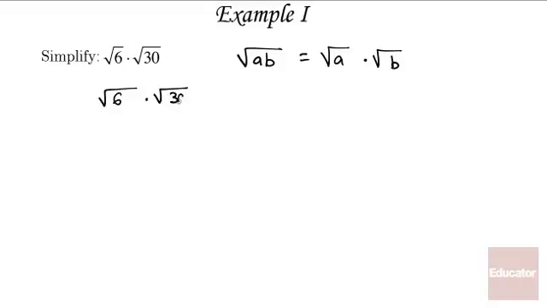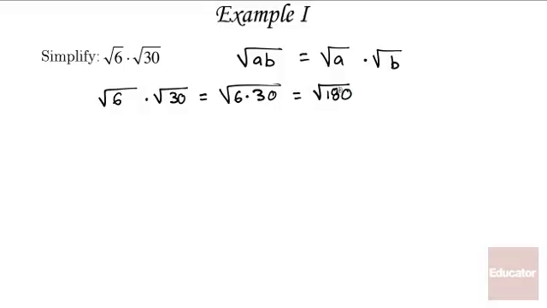Beginning with our first example, which does not contain any variables, this is radical 6 times radical 30. Recall the product property. The product property says that the square root of a times b equals the square root of a times the square root of b. So I'm going to go ahead and use the product property to simplify this. I have the square root of 6 times the square root of 30, and I'm going to change that into the square root of 6 times 30. And this equals the square root of 180.